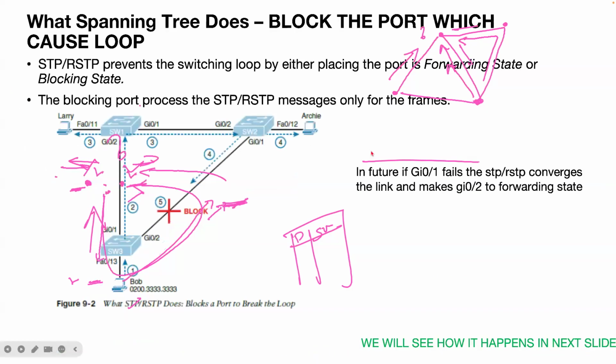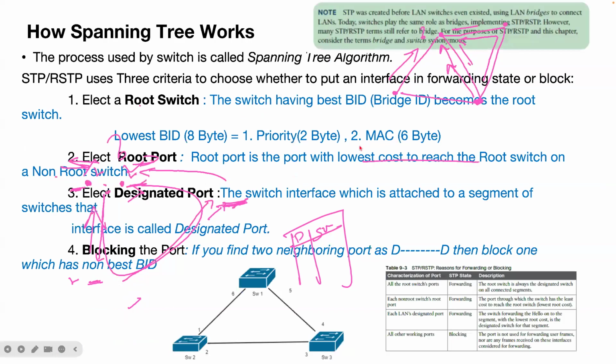Let's understand how it works now. Spanning Tree Protocol works in four different stages, starting with the first stage, which is finding out, or electing, the root switch. That will be the first step of Spanning Tree Protocol.